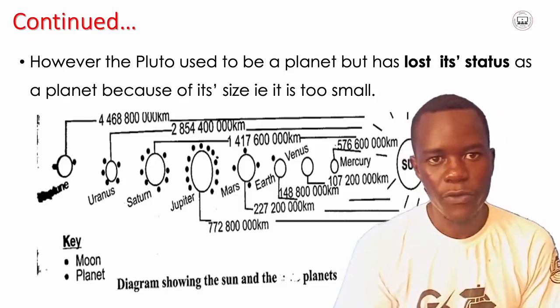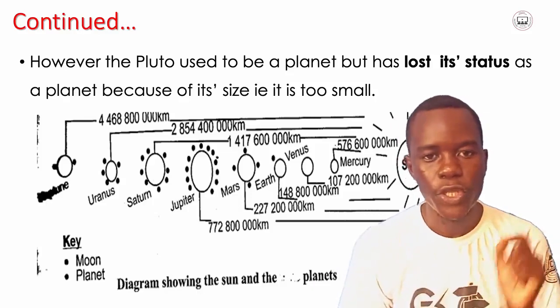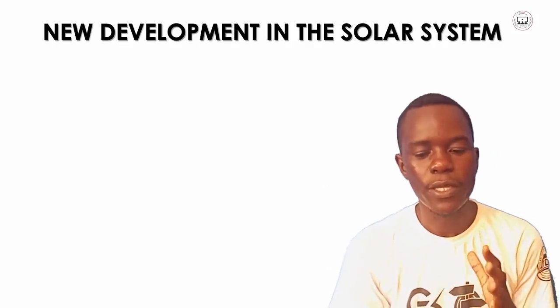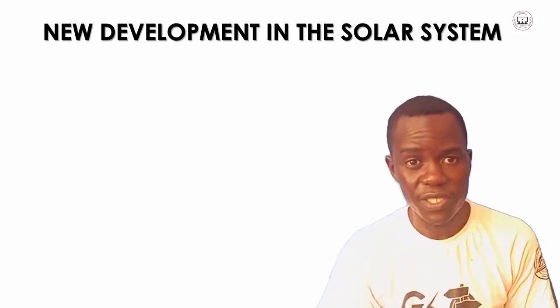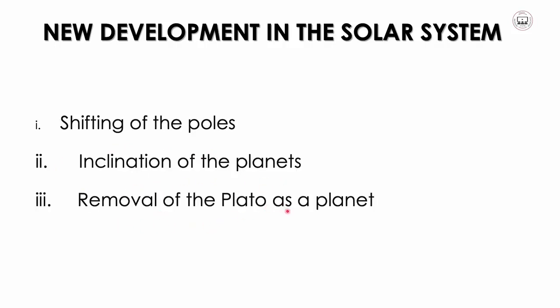So we have looked at the solar system. Let's proceed by looking at the new developments in the solar system. What are some of the major developments? The first new developments in the solar system are the shifting of the poles, the inclination of the planets, and the removal of Pluto as a planet.